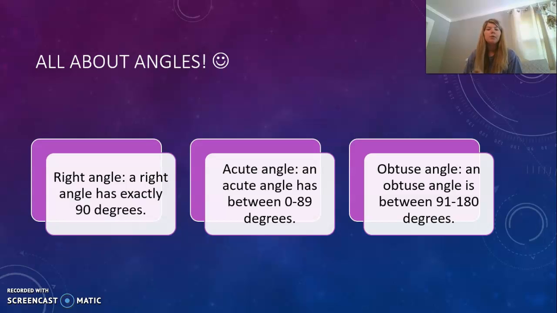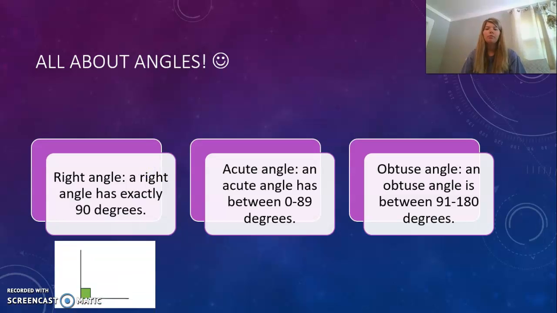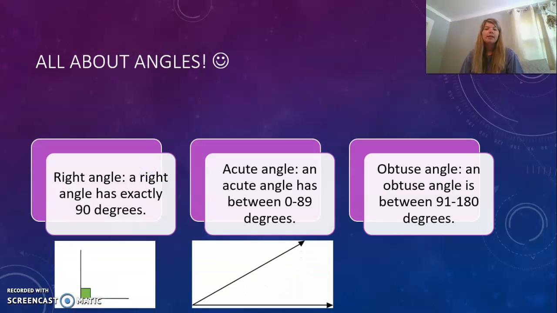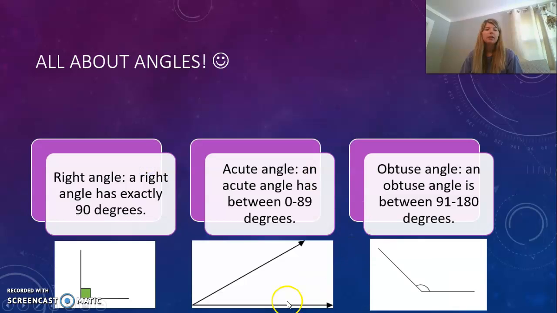So remember in class we were using this corner of a piece of paper. We were putting that up to our shapes to see if it fit perfectly in that square, and if it did, it was a right angle. If it was bigger than that piece, that means it was an acute, and if it had that overlap, that means it was an obtuse angle. So here are just some images that we can look at to get a visual of what each looks like.